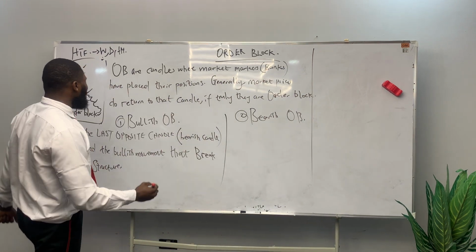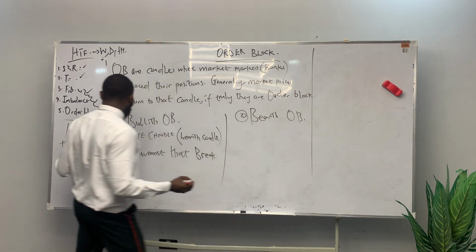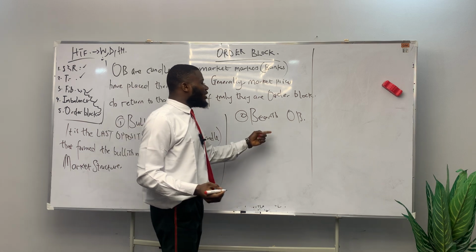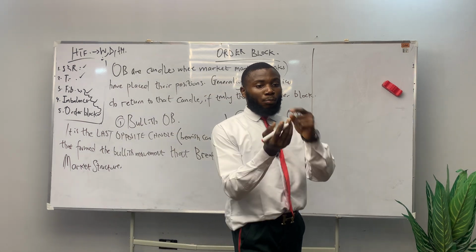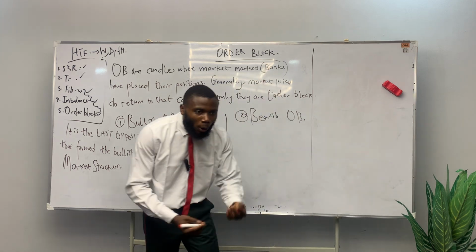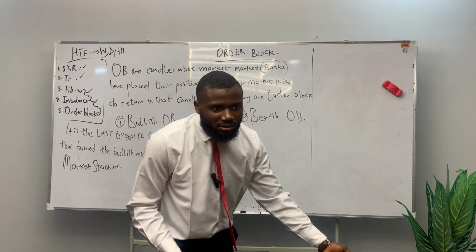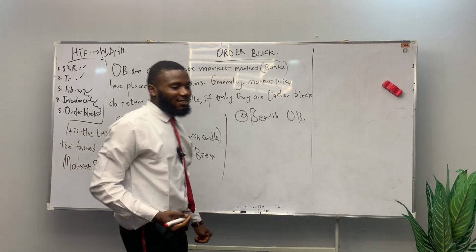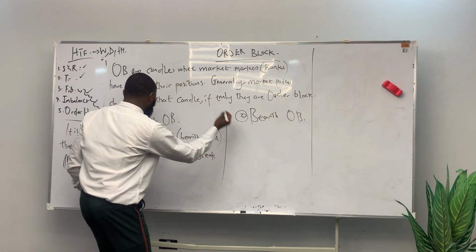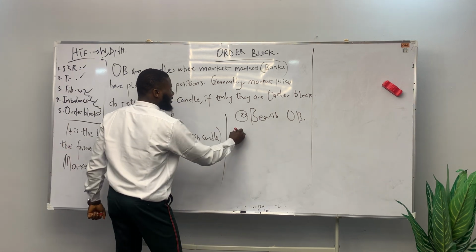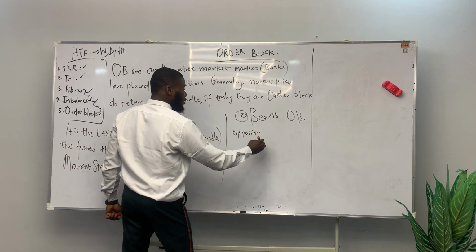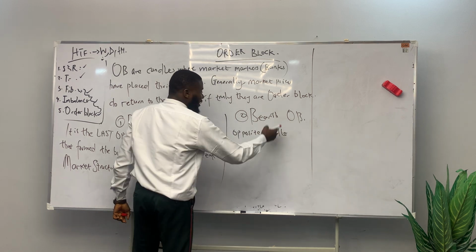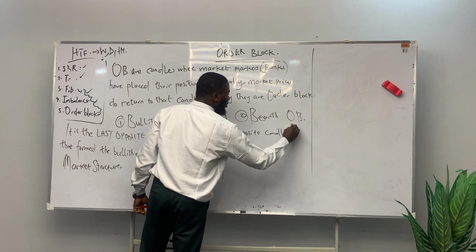So, how about a bearish OB? It is what? The last opposite candle, right? So in a bearish OB, the opposite candle will be what? A bullish candle that started the bearish movement that broke structure, right? It's the same thing, just written in reverse. It is the last opposite candle. Don't forget, in this case it becomes bullish, right?